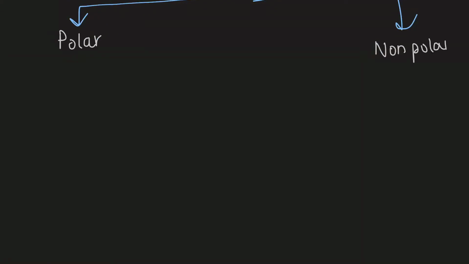Now, there are two types of covalent bonds that you need to know. You have polar covalent bonds and non-polar covalent bonds. In polar covalent bonds, one atom is more electronegative than the other. This means that it attracts electrons more.